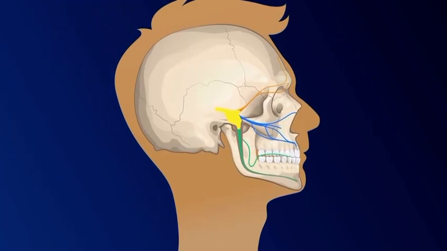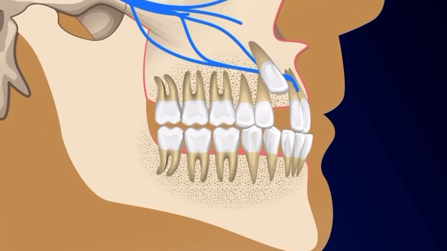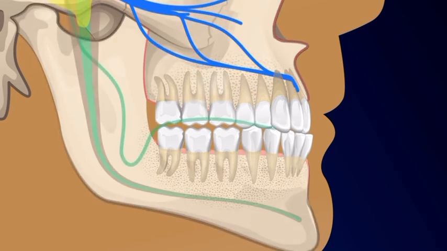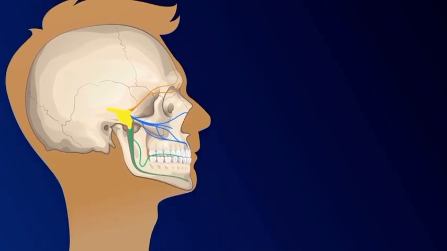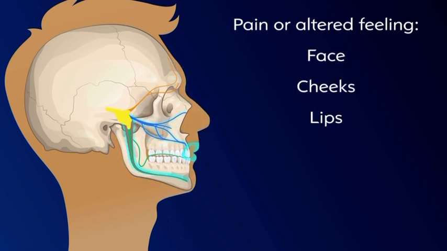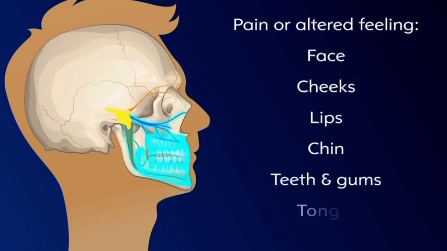There are several nerves in your face, including those in your upper and lower jaws. Exposure and bond surgery, or the use of local anesthesia, can cause injury to these nerves. These nerve injuries can result in altered or loss of sensation, including loss of taste or numbness. Nerve injuries can also cause pain or altered feeling in the face, cheeks, lips, chin, teeth, gums, and/or tongue.